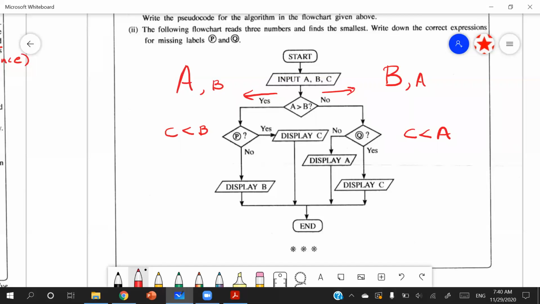You don't need the question mark because the question mark is already in your given structure. So for P, it should be C less than B. For Q, it should be C less than A. Or you can write it the other way around as well, like B larger than C in here, and A larger than C. One of these methods.